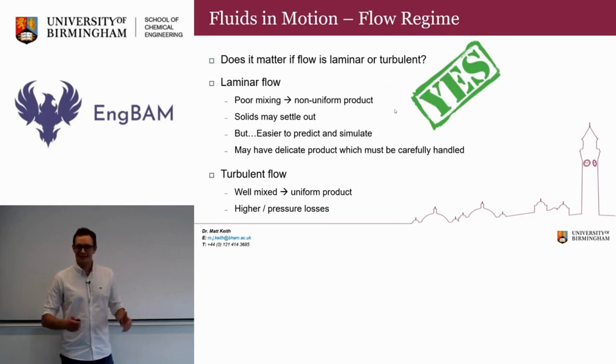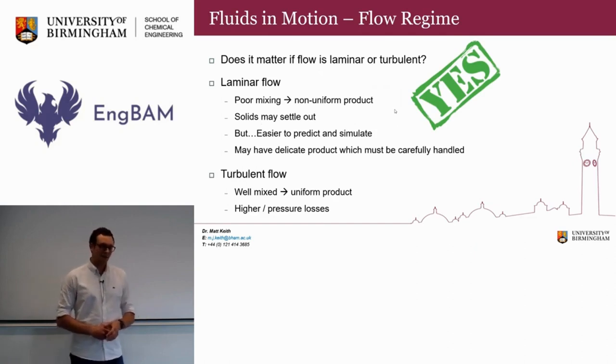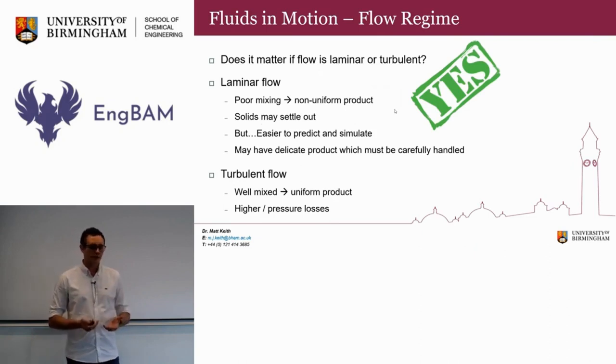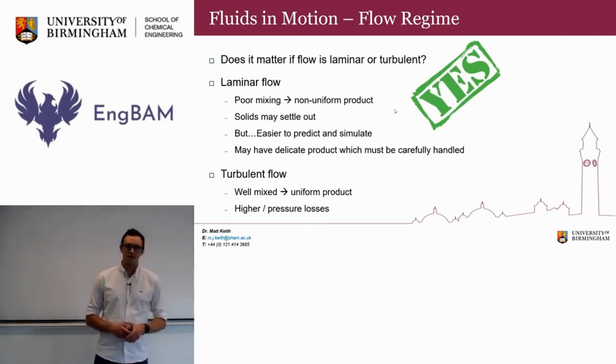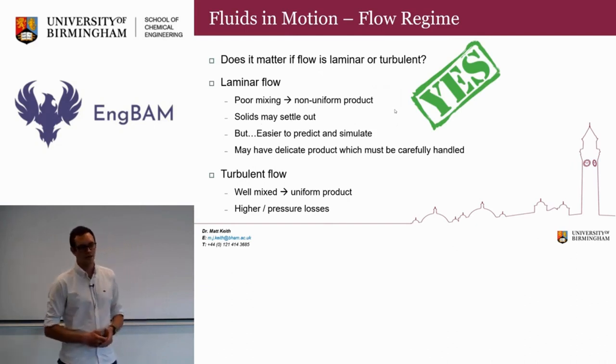Turbulent flow is the exact opposite, as you might expect. Here we have a well-mixed system, and therefore a uniform product, but we have higher pressure losses in our pipe. And generally, we want to try and minimize those pressure losses, because a lower pressure loss will lead to lower operating costs and a higher efficiency.